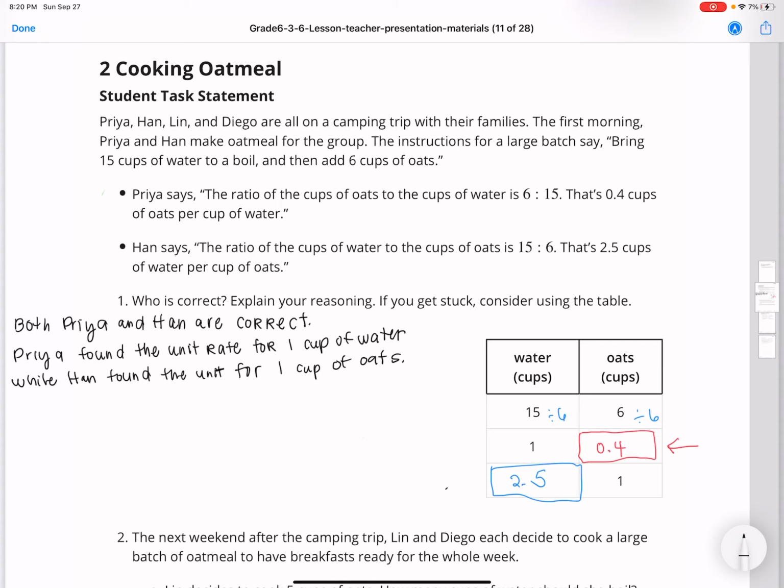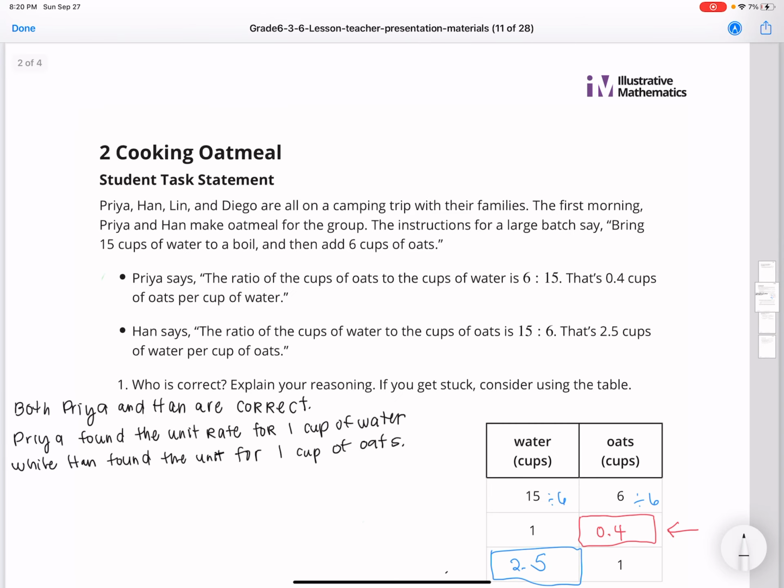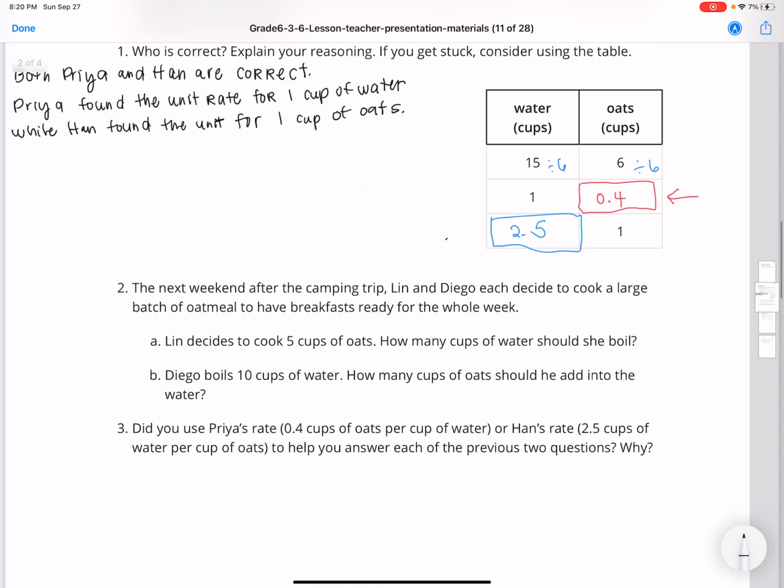Okay, so let's move on to the next question, which is on the next page. Oh, not that far down, but here we go. It says the next weekend after the camping trip, Lynn and Diego each decided to cook a large batch of oatmeal to have breakfast ready for the whole week. So they're meal prepping. Lynn decides to cook 5 cups of oats. How many cups of water should she boil?